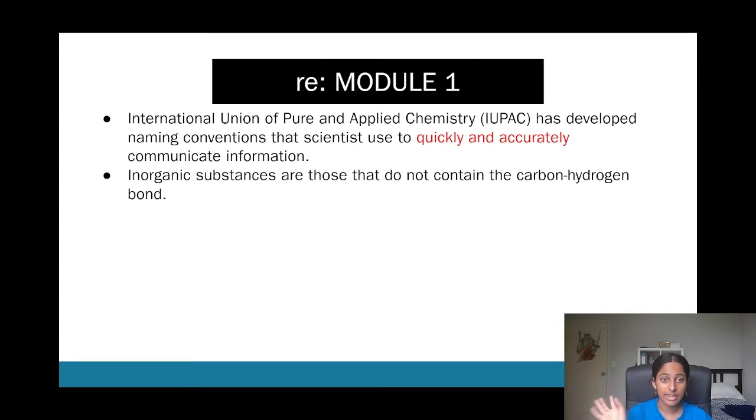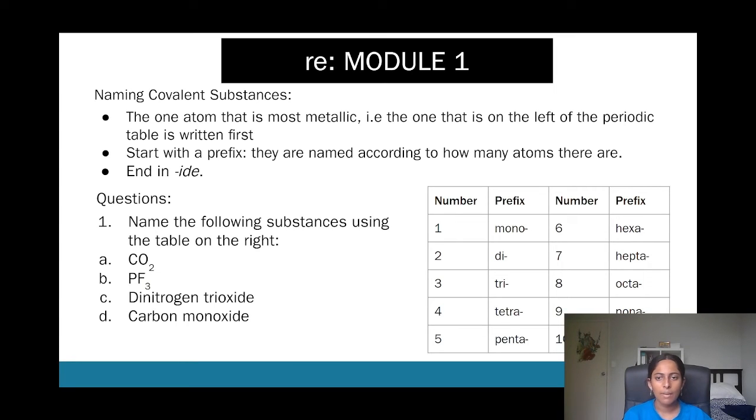The next thing that we're going to be looking at is naming. Naming is really important because there's a specific way to name things, and that's called IUPAC naming. This is not only inorganic, but also organic, which you'll do in 11 and 12. So naming covalent and ionic substances all come under IUPAC naming. In terms of naming them, the way you do it is you put the most metallic element first. Typically the metals are on the left hand side, so you write the metal on the left hand side first, and then you start with a prefix. So you start with however many atoms there are, and then you end with IDE.